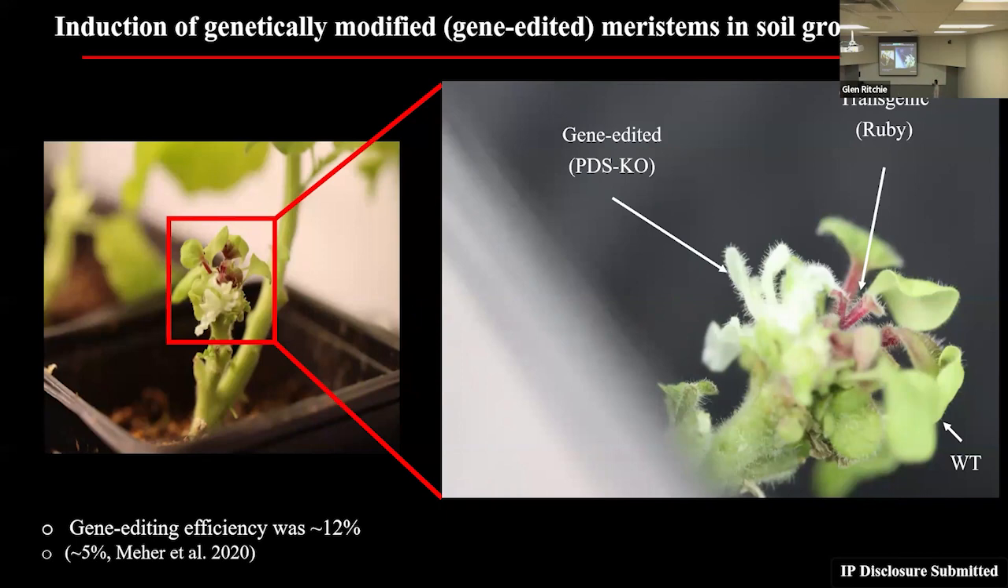Gene editing and transgenesis can be seen here in the same picture. Like I said previously, the gene editing efficiency in my experiment was about 12%, whereas in the previous study, done in 2020, they had only 5% gene editing efficiency. So the efficiency of gene editing increased more than twofold compared to the previous study.